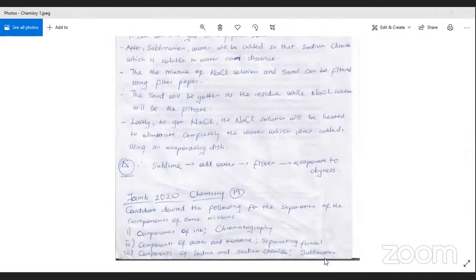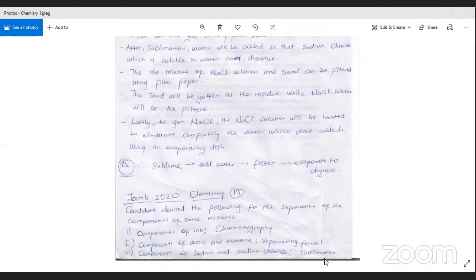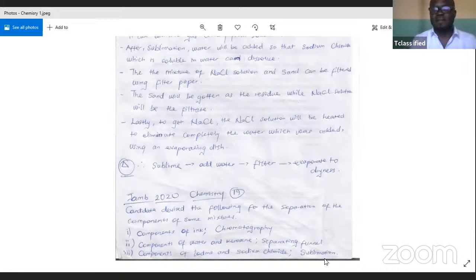Then lastly, sublimation, like I said, one of the solids must be able to sublime. If one cannot sublime, then you cannot use sublimation. So if you have a mixture of iodine and sodium chloride, which of them sublimes? Who can tell me? Iodine. The iodine, good. So I hope this is clear.